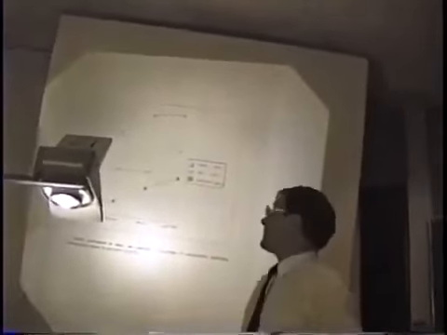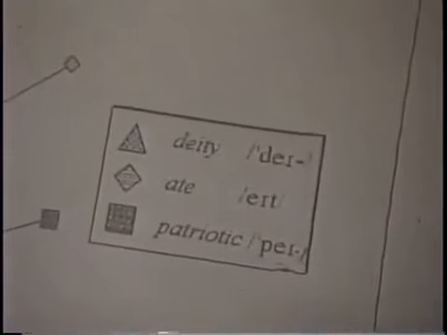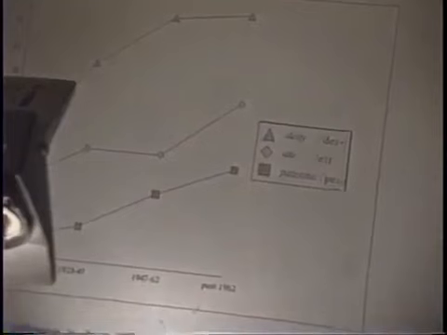Here's a similar graph, or graph, for the words deity taking over from deity, ate as the past tense of eat taking over from et, and patriotic taking over from patriotic. Now, you can see first of all with deity, deity, that for the oldest age group, the majority preferred deity, deity was a minority pronunciation. But by the time we get to the youngest age group, deity is in fact almost universal.